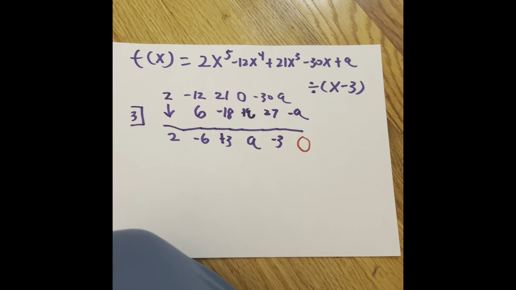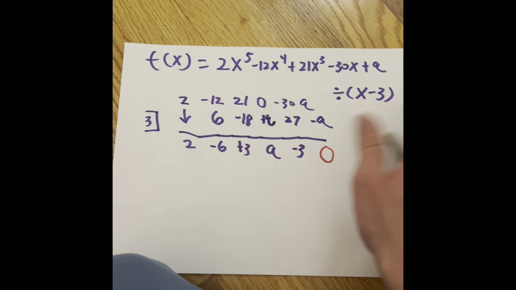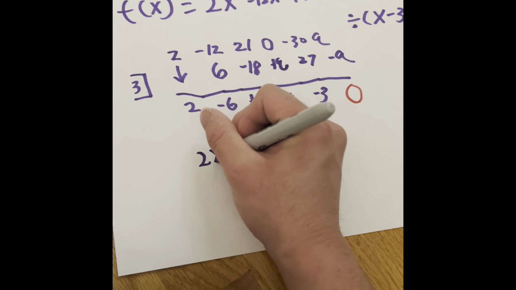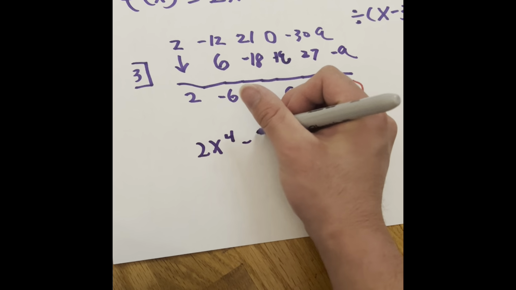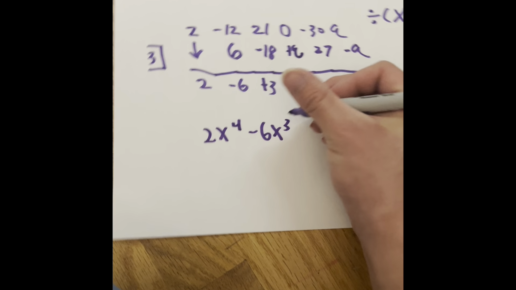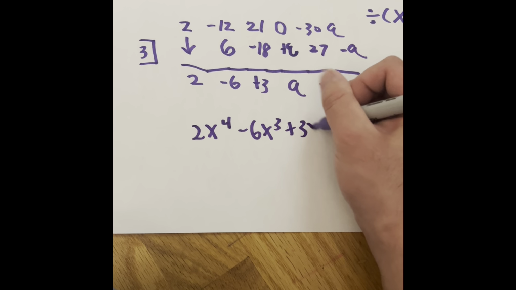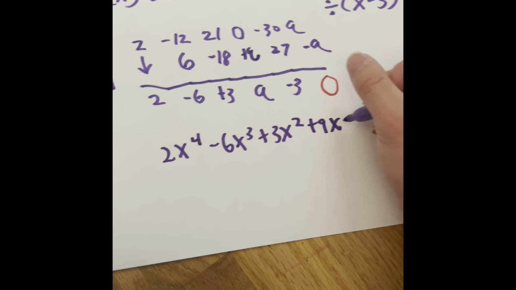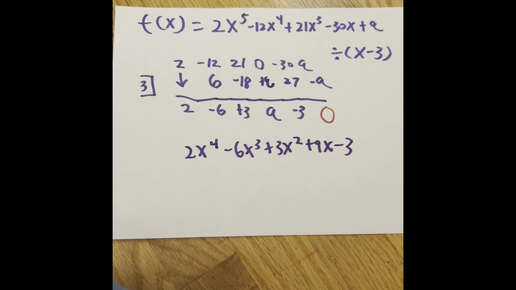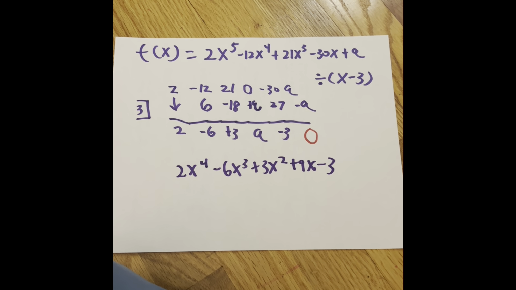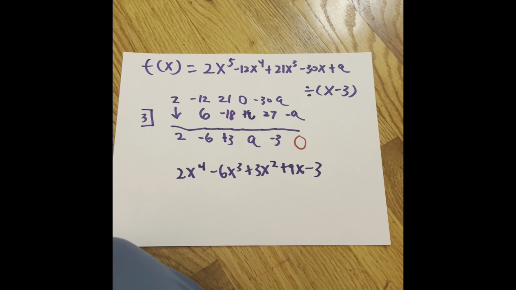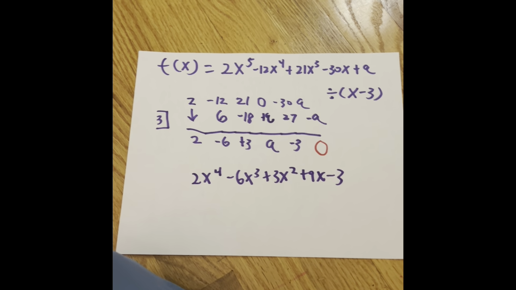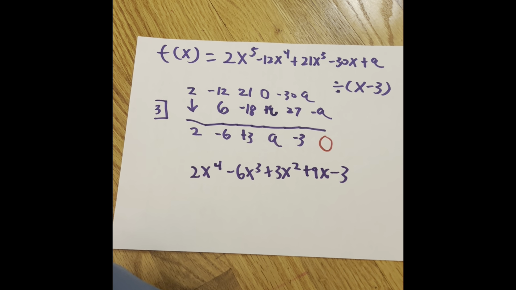So we can say already that this is a perfect 0. And what you have left is 2x to the power of 4 minus 6x to the power of 3 plus 3x squared plus 9x minus 3. So that is what you have left. And you can try simplifying it. Try to go through all that rational root stuff, which I wouldn't really recommend.